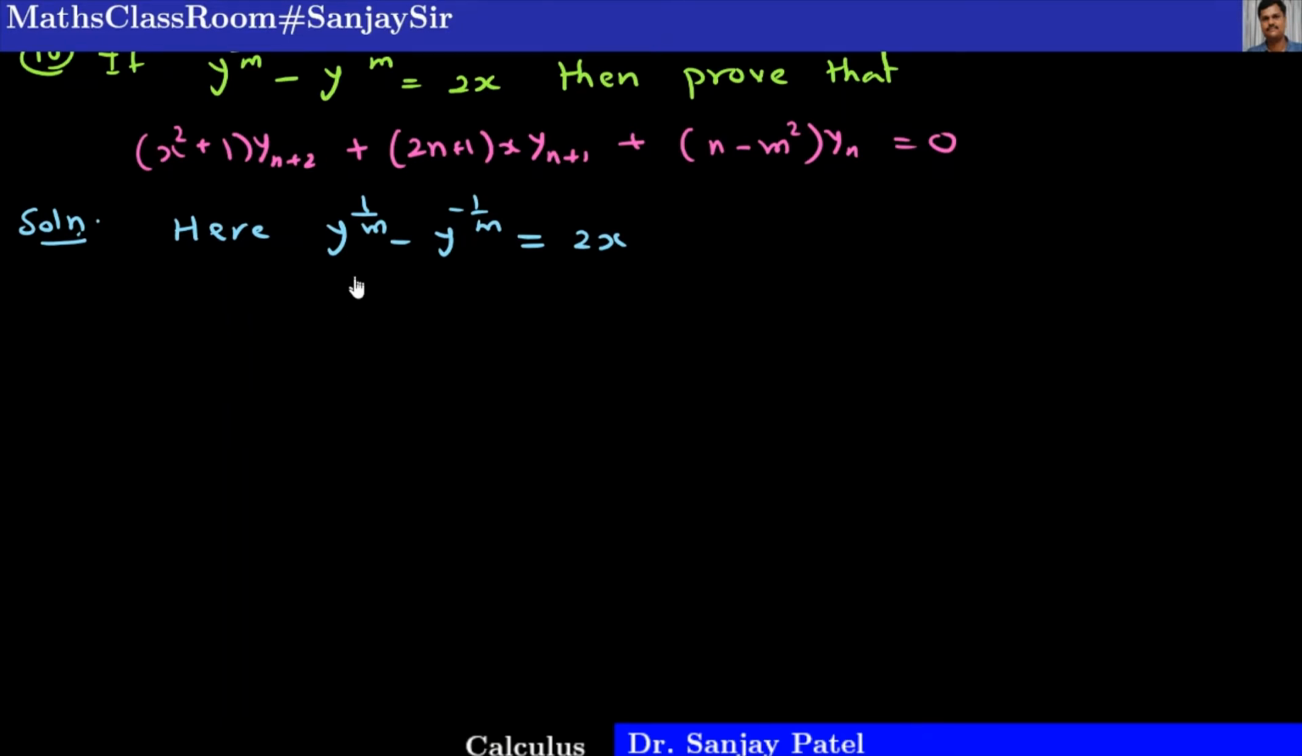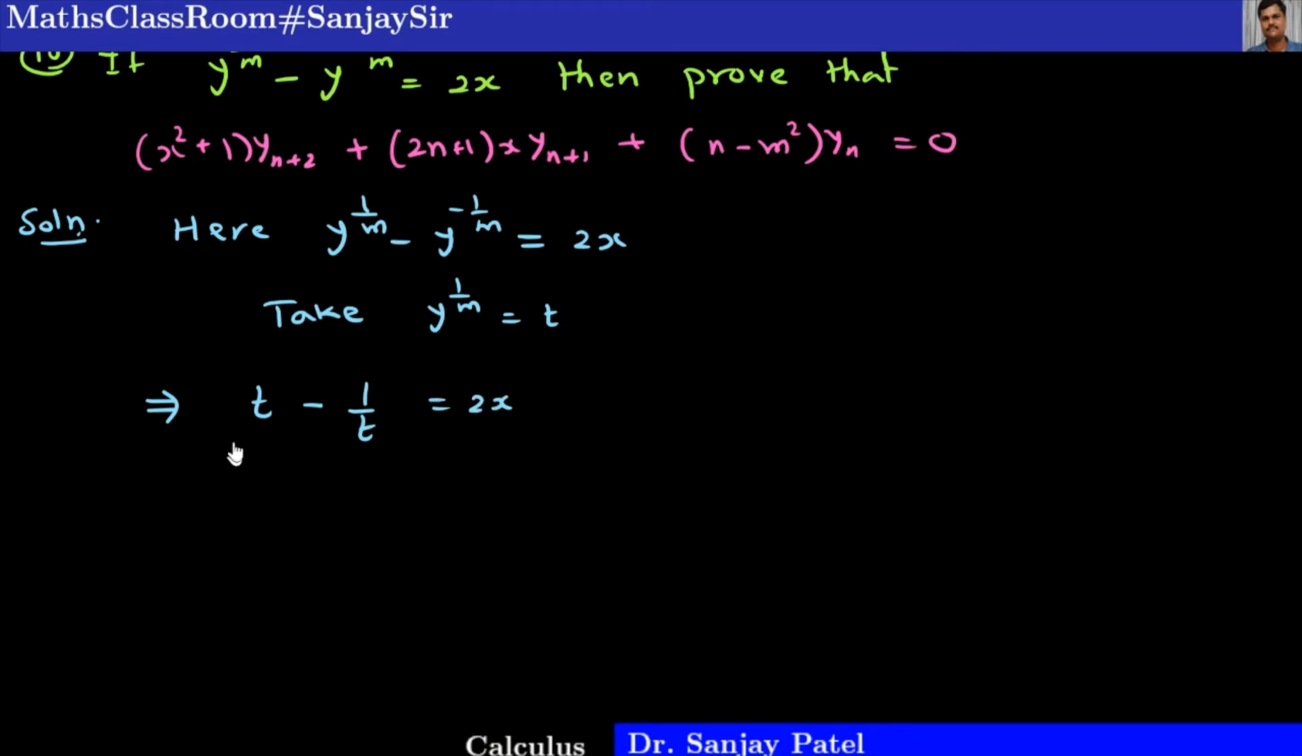There are two things, y raised to 1 upon m, which appears at two places. So let us take a substitution. Let us take a substitution for y raised to 1 upon m as t. So this implies y raised to minus 1 upon m is t raised to minus 1, so it is 1 upon t. So we can write the given function as t minus, and y raised to minus 1 upon m means y raised to 1 upon m whole raised to minus 1. So I can write it as t raised to minus 1, or directly 1 upon t, is equal to 2x.